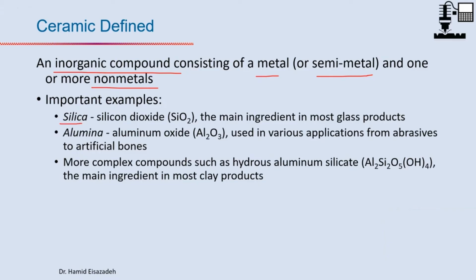Silica, another name for silicon oxide, SiO2, is the main ingredient in most glass products. Another example of ceramic is alumina, or aluminum oxide, Al2O3. It has a lot of application in abrasives as well as artificial bones. A more complex ceramic compound is hydrous aluminum silicate, which is this one, and this is the main ingredient in most clay products.